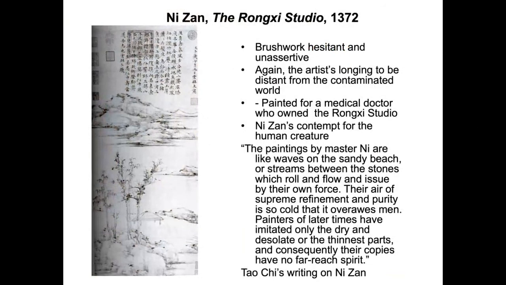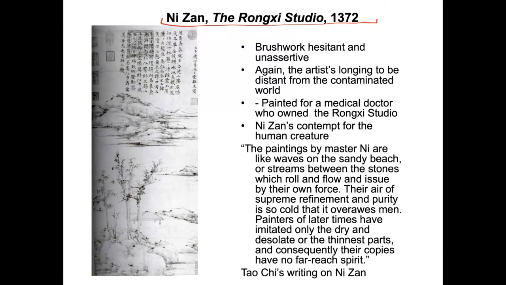The most important work is Ni Zan's Rongxi Studio, made in 1372. So where do you see the studio? Here. Does it look like a house? No, it looks more like a beach umbrella, right? It's made of thatch, like dried grain stalks.